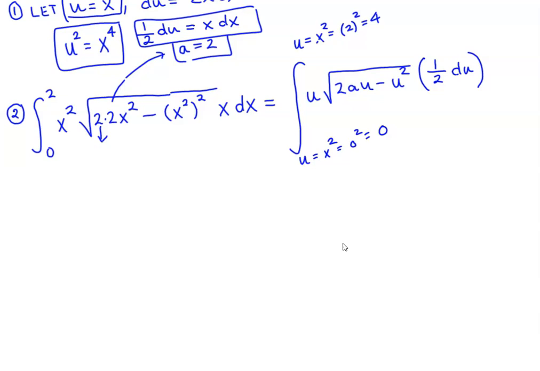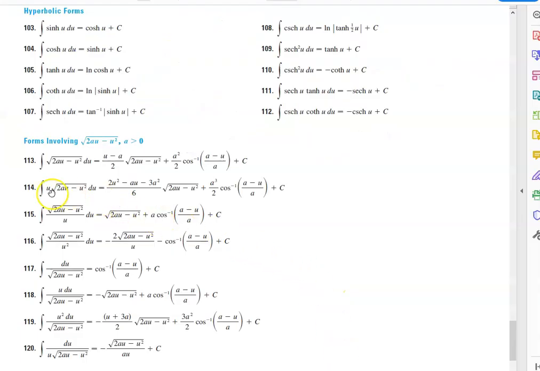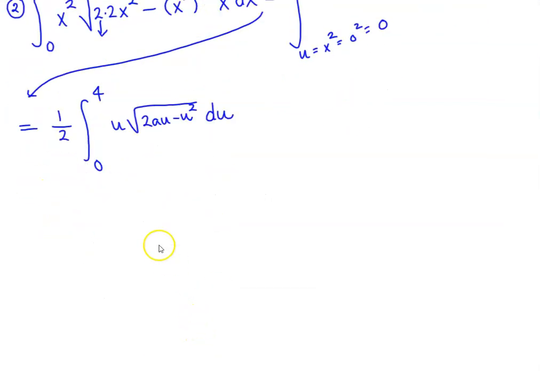So let's go ahead and then write out our integral. We're going to factor out the 1/2 times the integral going from 0 to 4 of u times the square root of 2au minus u squared du. Now if we go to the table of integrals, you're going to see that it matches 114, and there is the integral for 114. So let's go ahead and put that in here.